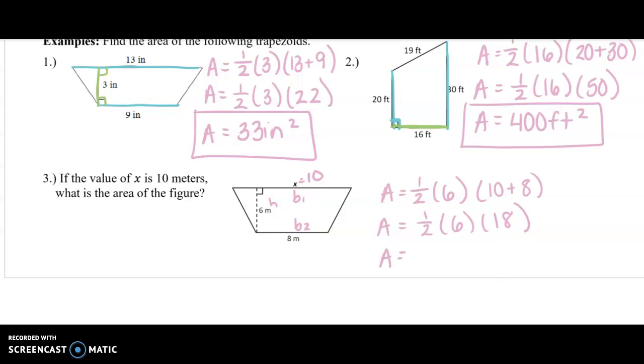Then the area would be equal to, you can just go ahead and do 1/2 times 6 times 18 in your calculator. You should get 54 meters squared as your final answer.